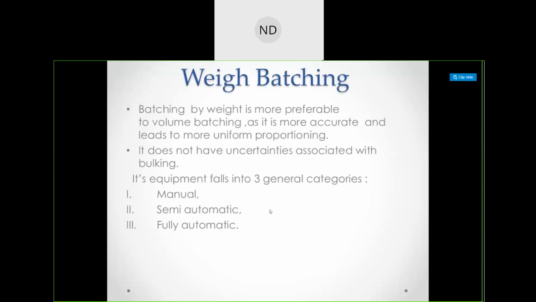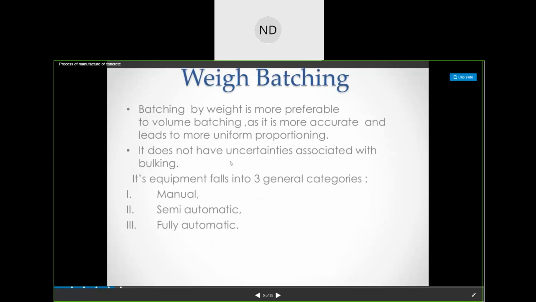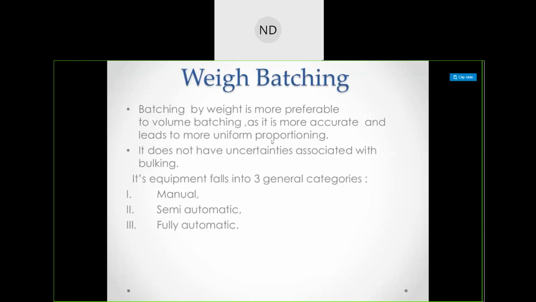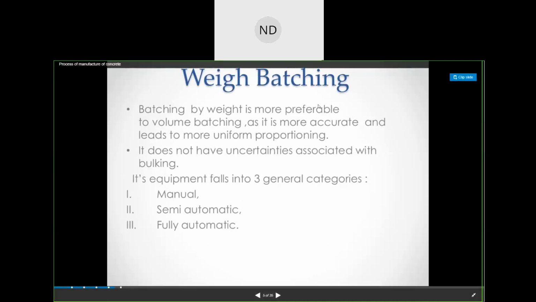Next we have our weight batching. Two types of batching were there, volume batching and weight batching. Now weight batching is more preferable to volume batching. Why? Because it will give you more accurate results. By weighing you will know exactly how much the weight is, but by volume, your volume may change. Your volume will be different for your cement, your fine aggregates and your coarse aggregates. So weight batching gives you more accurate proportions of your materials. It does not have uncertainties associated with bulking.